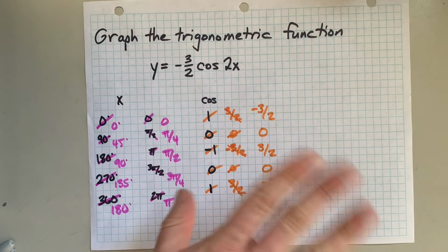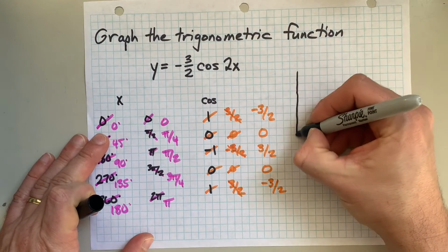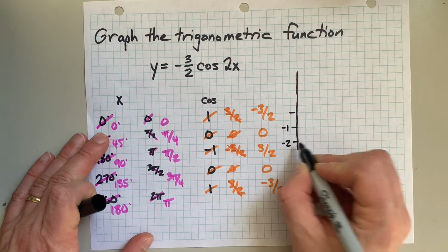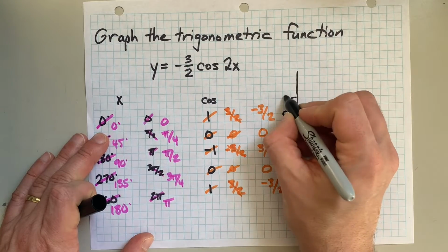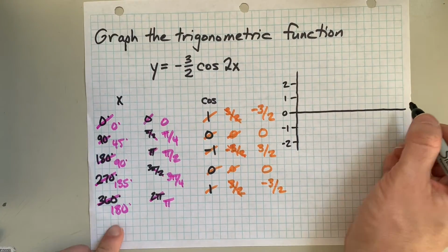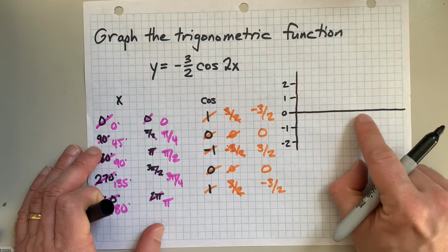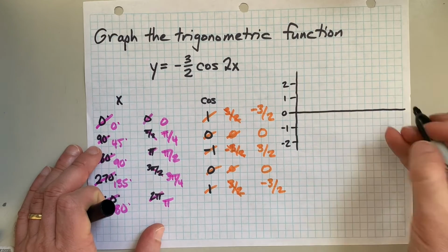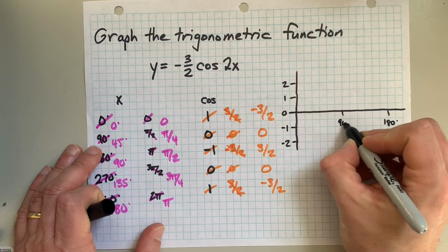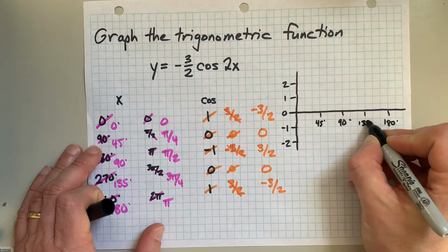Now it's time to graph. I'm ready. So I'm going to draw my y-axis here. I'm going to put -1 here, -2 here. This will be 0, this is 1, and this is 2. Here's my x-axis. Now I only have to get up to 180 degrees here. 1, 2, 3, 4. That'll fit if I put it there. Halfway is 90. Halfway to that is 45. Halfway between these is 135.